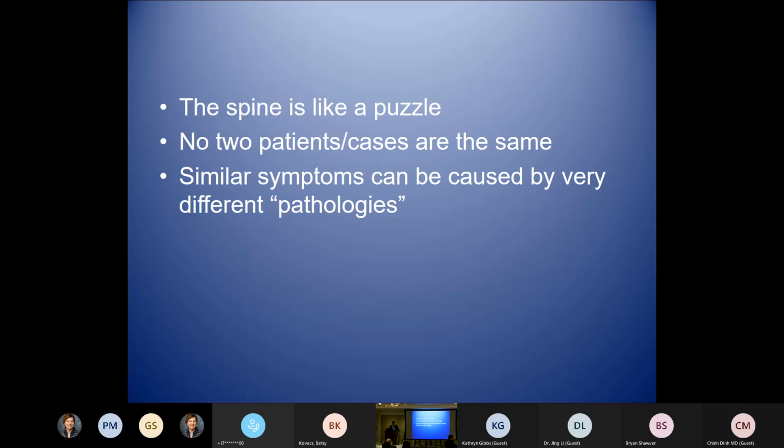And one thing that I always keep in mind is that similar symptoms can be caused by very different pathologies. And that's why, as spine surgeons, we're always very focused on finding the lesion and making sure that the imaging that the patient has actually correlates with their symptoms. In other words, we tend to not treat the MRI as much as we treat the patient, right? And so we use the MRI as a way of confirming what our diagnosis is based on what the patient is telling us and based on what we see on the physical examination.